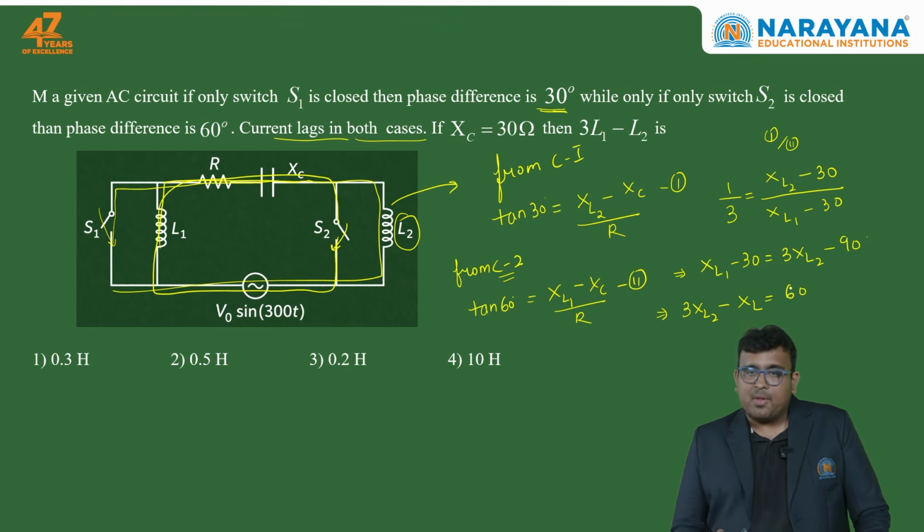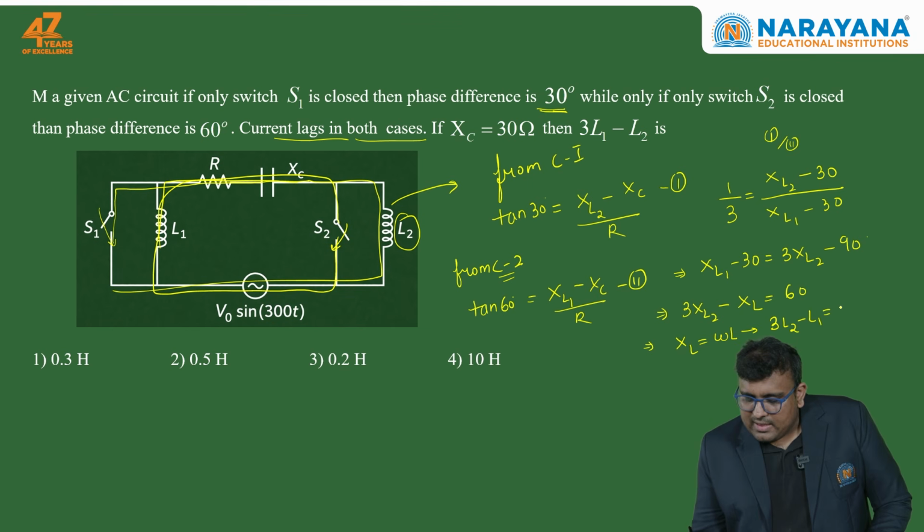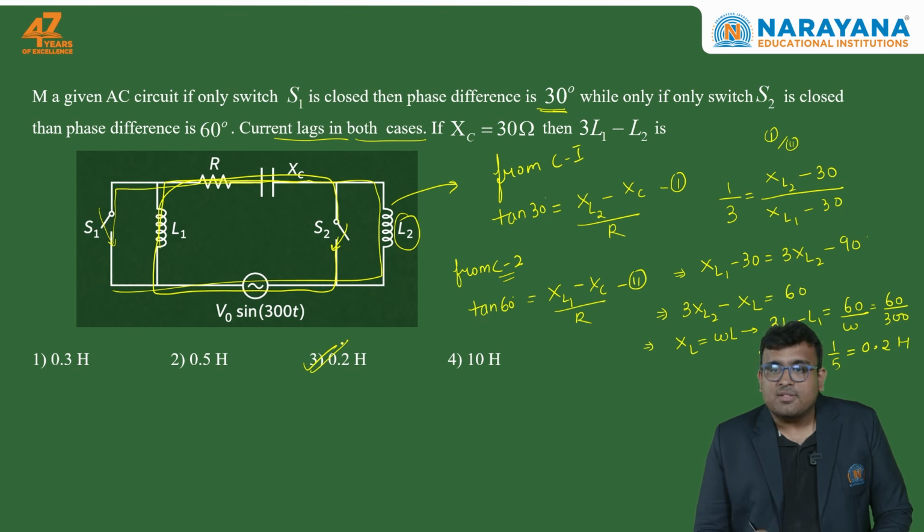We got it up till here, but they're asking about 3L2 minus L1. So I can say that we know that XL is written as omega L. So from here, can I say 3 into L2 minus L1 is 60 upon omega, which is equal to 60 upon 300. That is 3L2 minus L1 is equal to 1 by 5. That is 0.2 Henry, which is the third option.